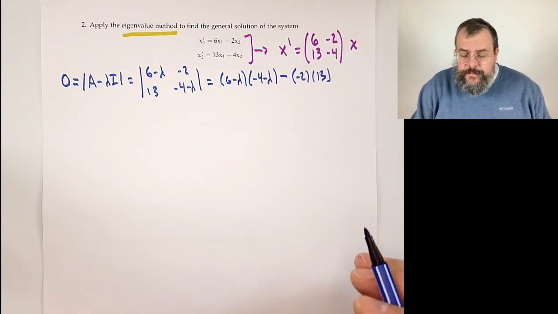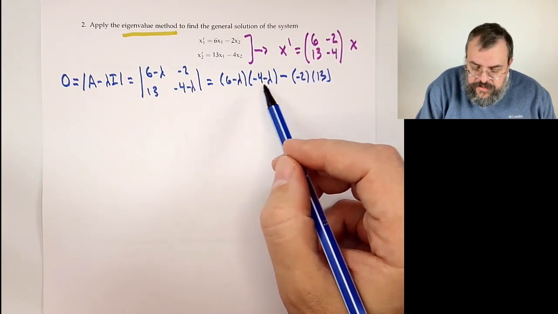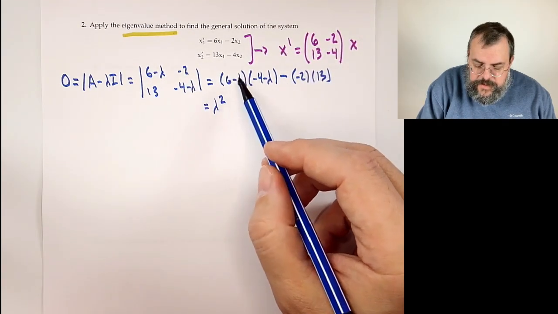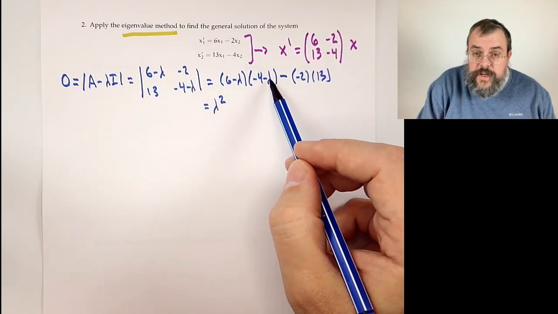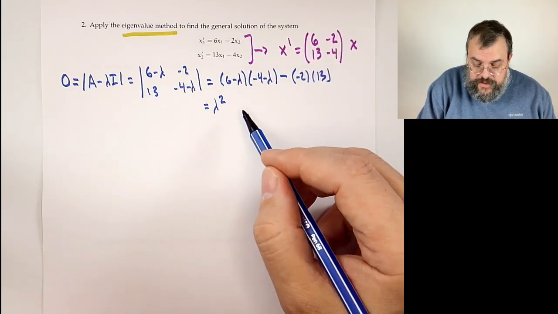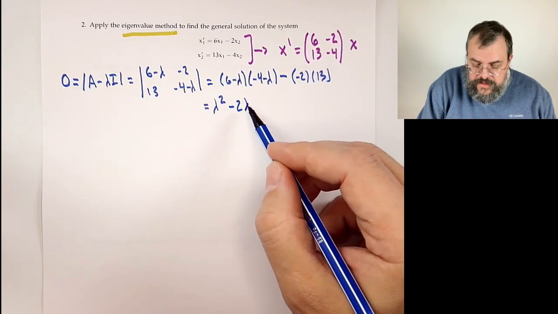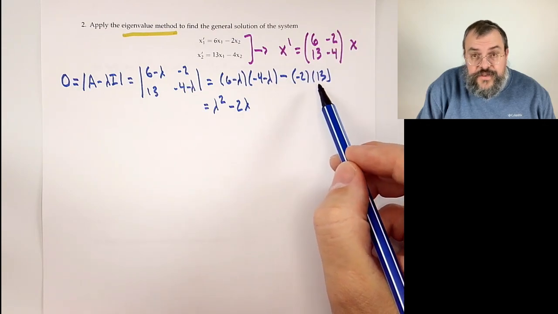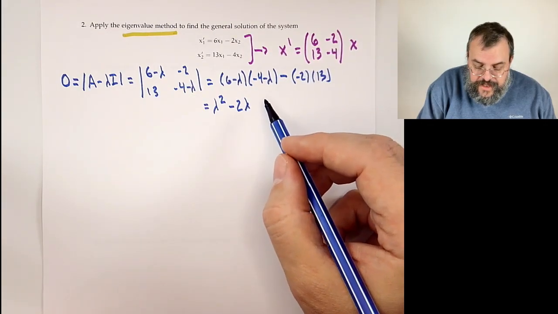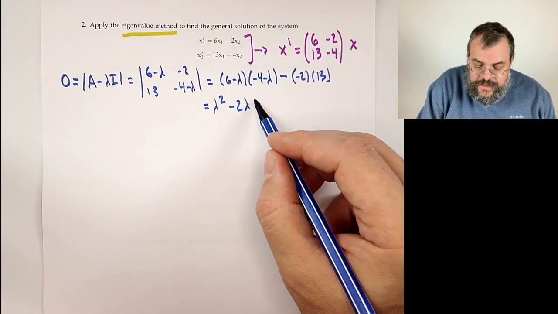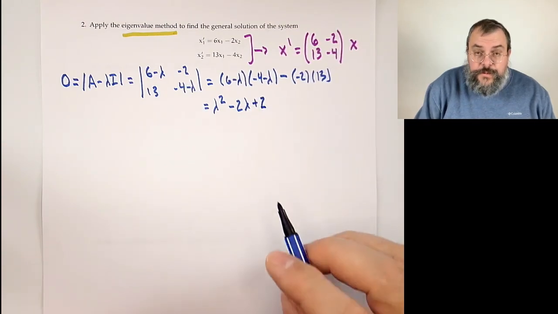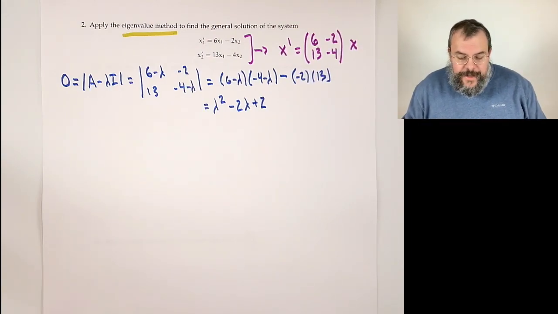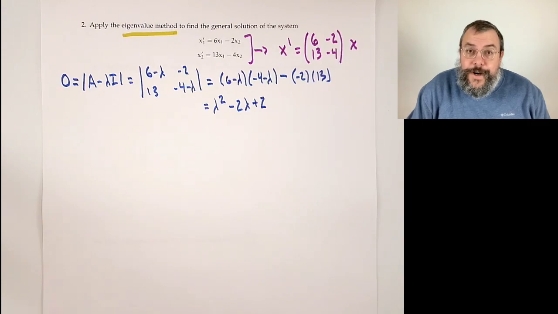Okay, so we just have to be patient here. We can multiply the lambdas together. That gives us lambda squared. And then we have minus 6 lambda and plus 4 lambda makes minus 2 lambda. And then minus 24, but over here, plus 26. Okay, so that's plus 2. All right, great, good. Well, now what?